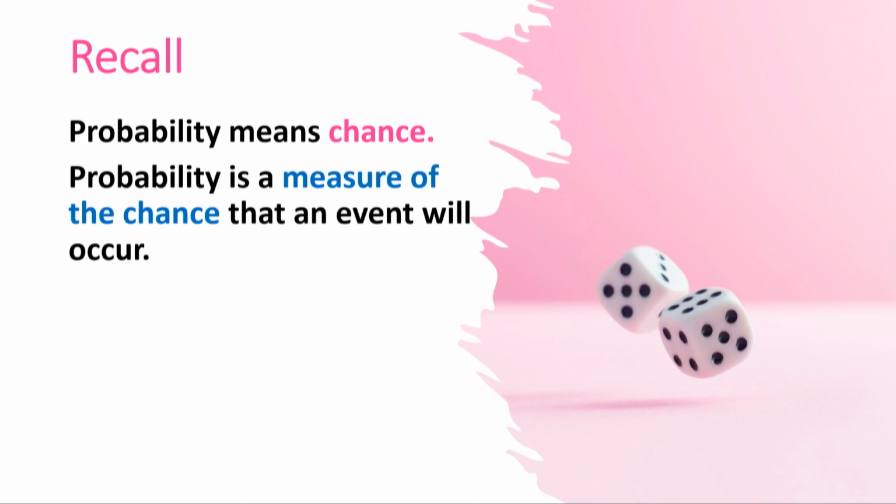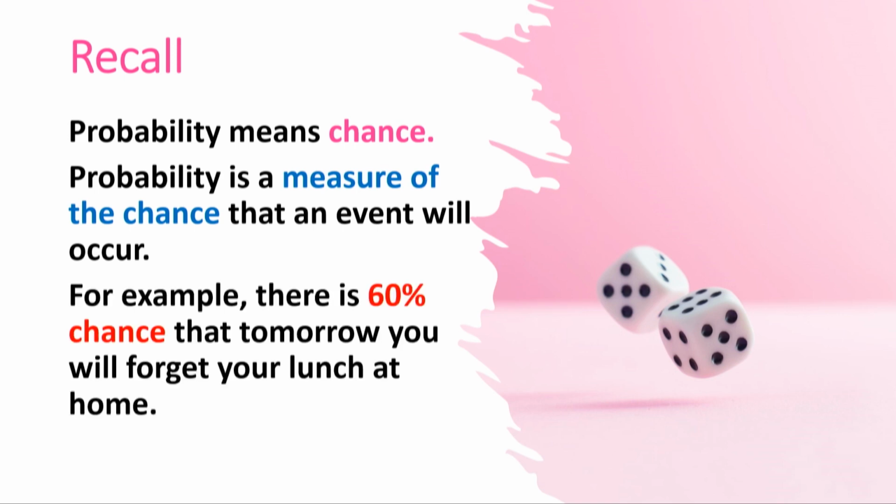Before we start with a possibility diagram, let us have a quick recap on what is meant by probability. You will remember that probability means chance. Probability is a measure of the chance that an event will occur. For example, there is a 60% chance that tomorrow you will forget your lunch at home when going to school.